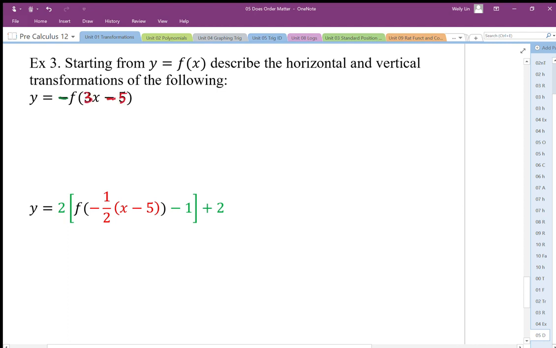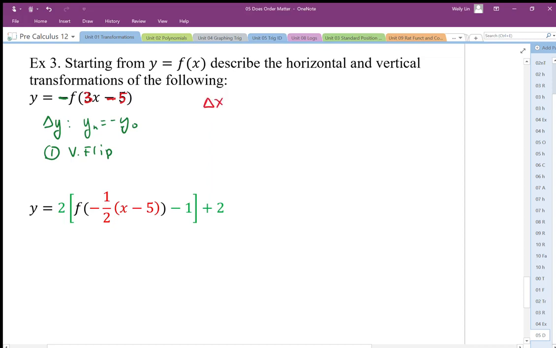Okay, so I'm going to describe my vertical first. So my change in y. My change in y is pretty straightforward. It's going to be a vertical flip. Okay, so it's only one change. It's a vertical flip. So that's pretty straightforward.